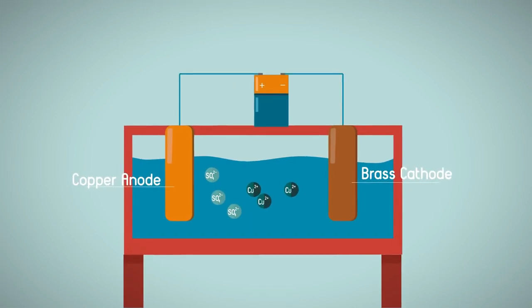And finally, most importantly, for current to flow, the ions need to be able to move. So the compound must be molten or dissolved in a solution.